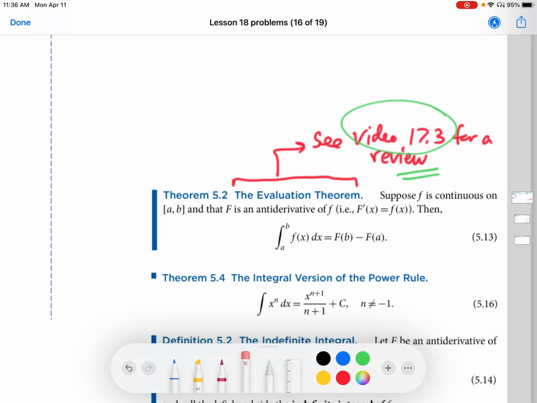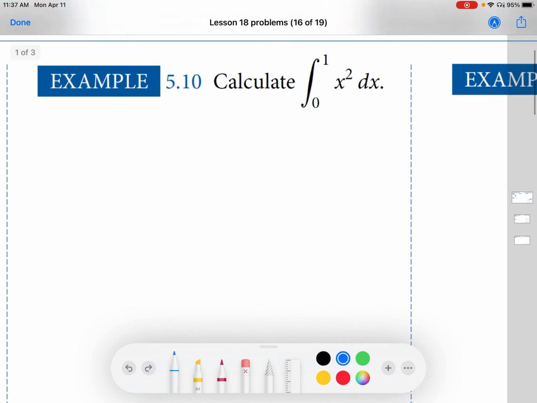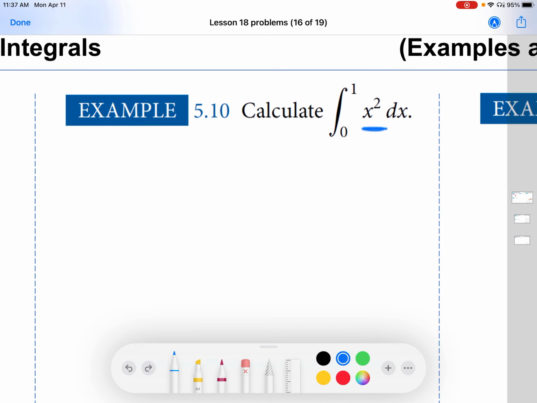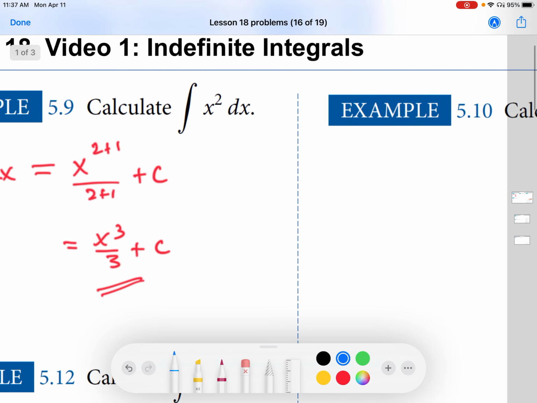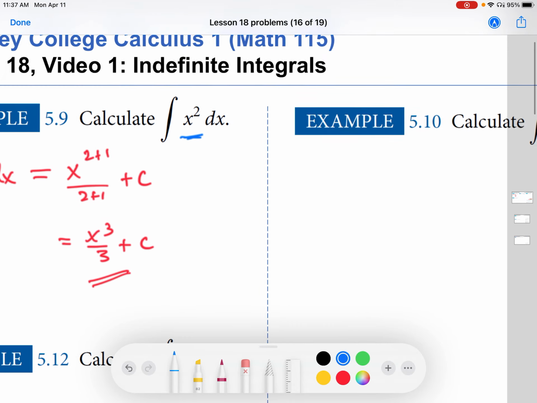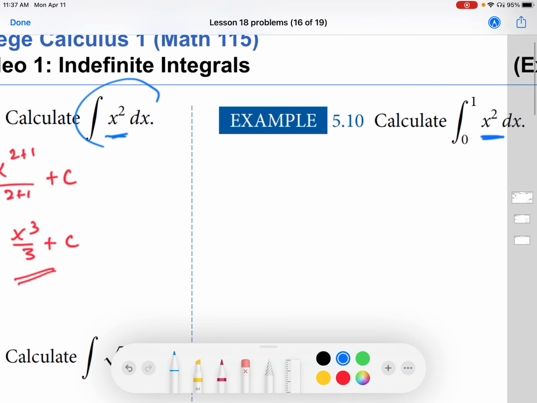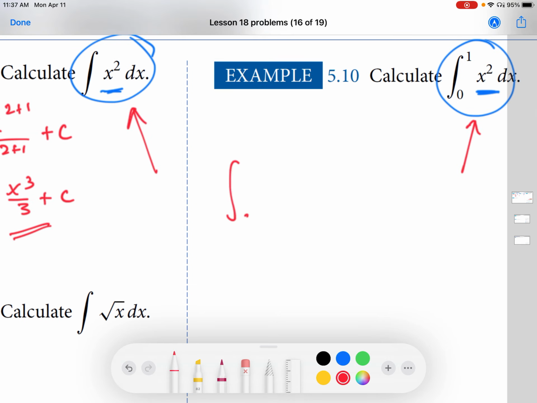So that really is the evaluation theorem, so aptly named. Okay, let's go back here and apply that. Notice that the integrand, x squared, is the same as the one we just did, right? If I zoom out here, the only difference between these two integrals is that this one is an indefinite integral, and this one is a definite integral. So, the integral from 0 to 1 of x squared dx.